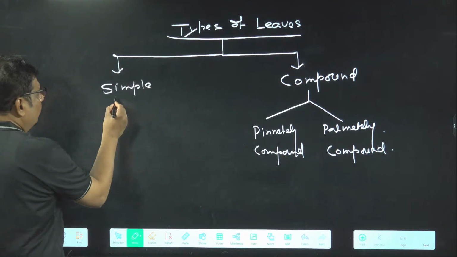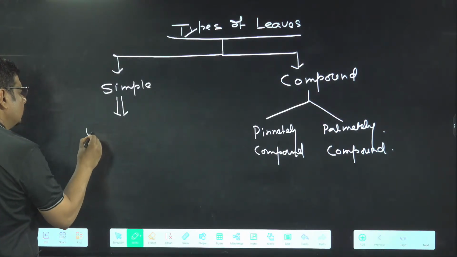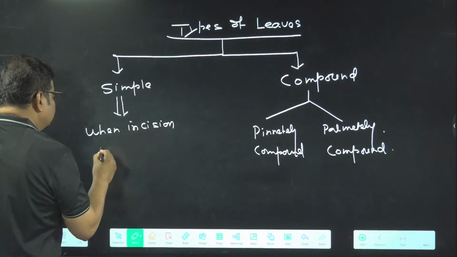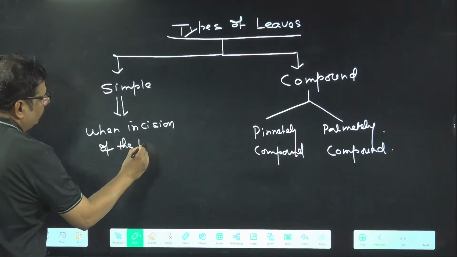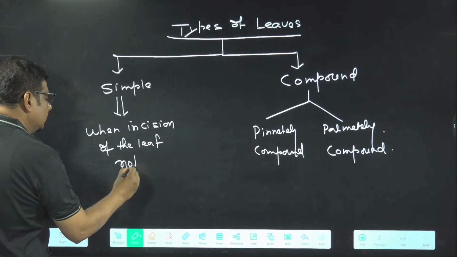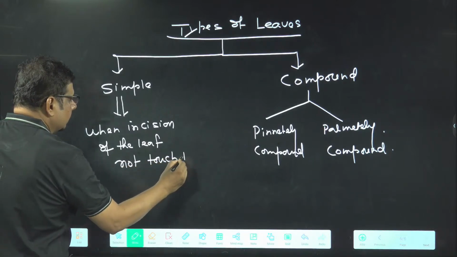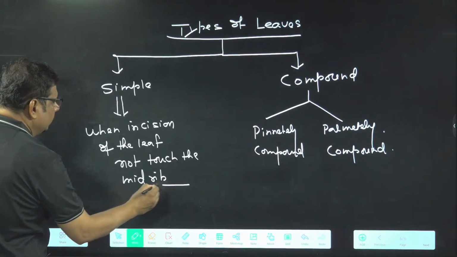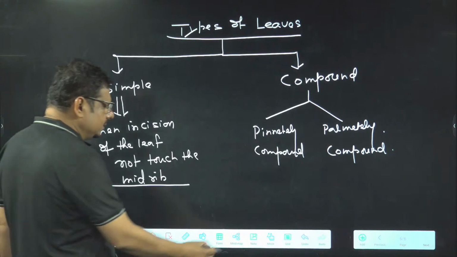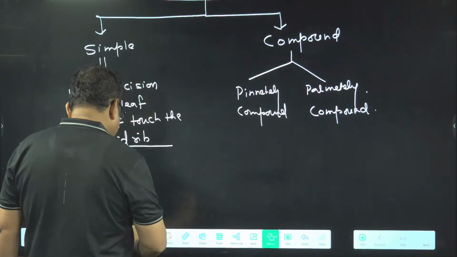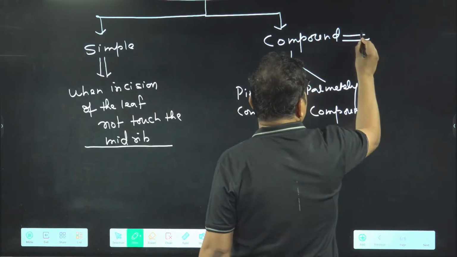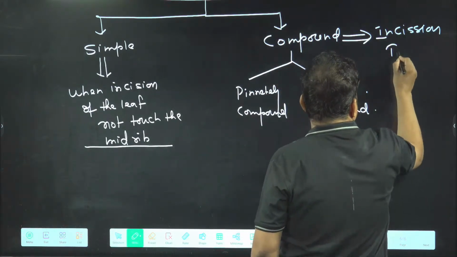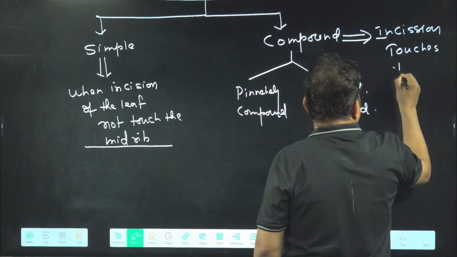So simple leaf, to whom do we have to say the simple leaf? When incision of the leaf does not touch the midrib. Such kind of leaf is called simple leaf. When incision does not touch the midrib. Okay. In compound leaf, what are we finding? Incision touches the midrib.